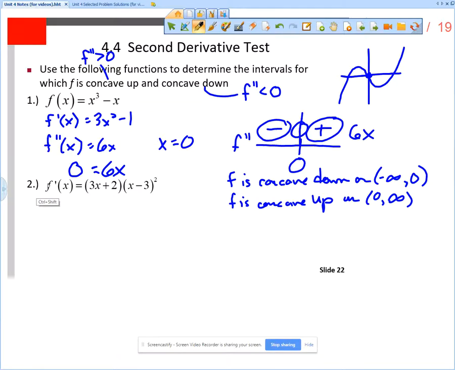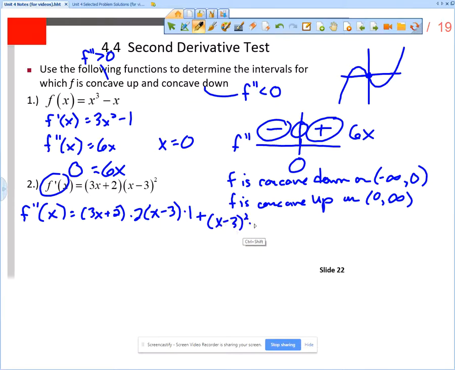All right, so then continuing on slide 22, number 2, notice we're given f prime is 3x plus 2 times x minus 3 squared. And so I want to find f double prime of x. All right, so I'm going to use the product rule. 3x plus 2 times the derivative of x minus 3 squared, which would be 2 times x minus 3 to the first, times the derivative of x minus 3, which is 1. And then plus, second part of the product rule, x minus 3 squared times the derivative of 3x plus 2, which is just 3. So now I want to set this equal to 0 and solve.